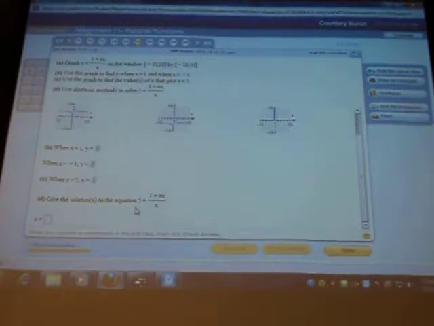Give the solution to the equation equal to 5. You guys should have the same answer for that one, because if you're setting your equation equal to 5, that's the same as y equals 5. So you should have the same answer as part C, because they're asking you about y equals 5. So it's A or B, which is 1, which is the same answer as part C.